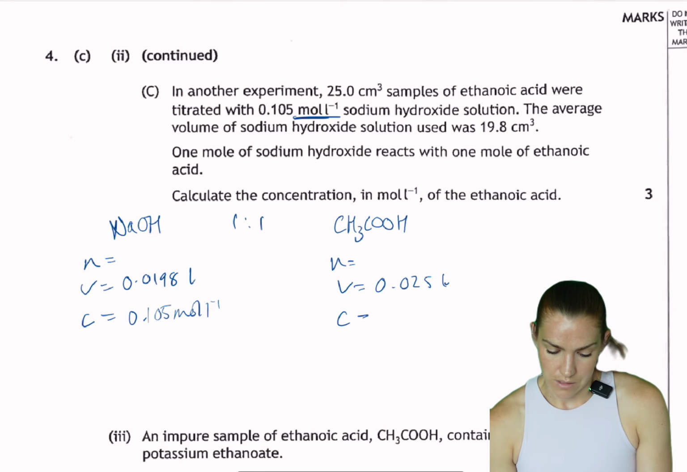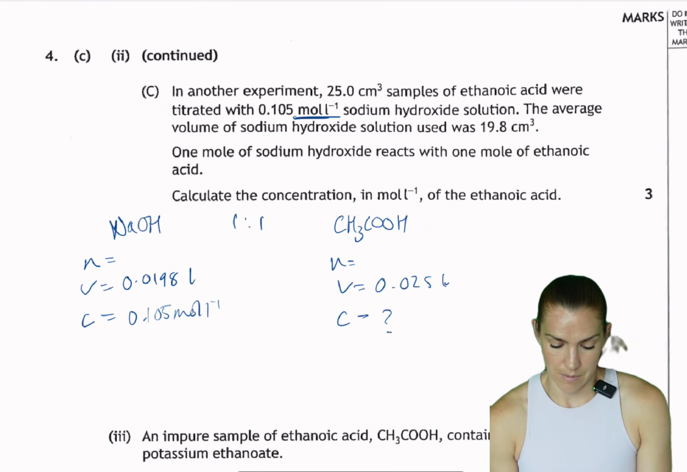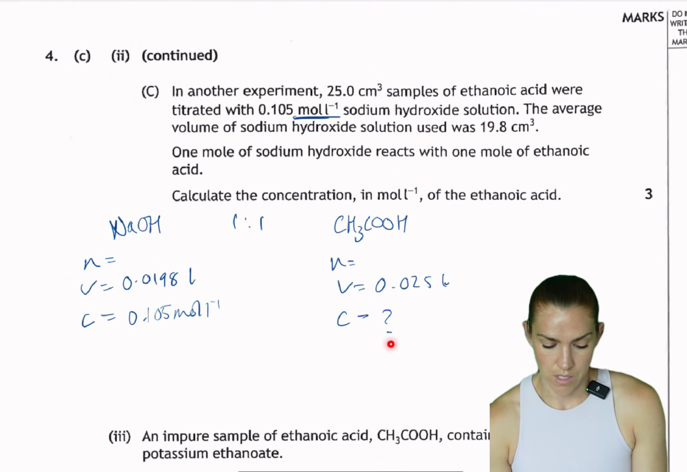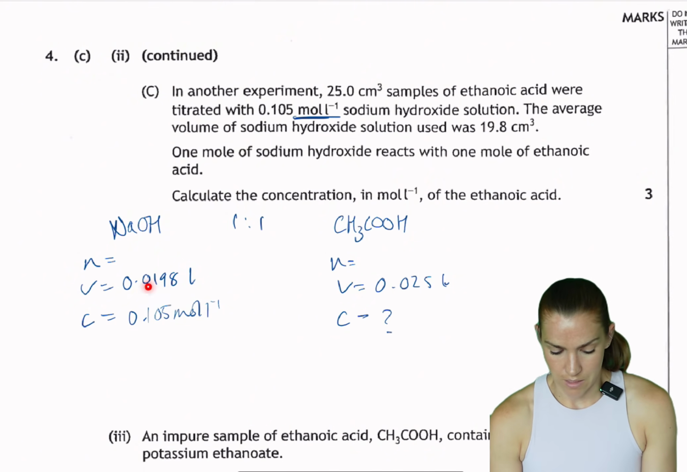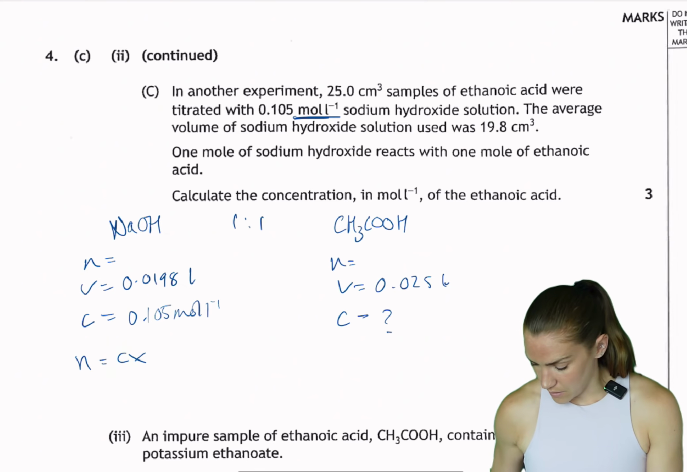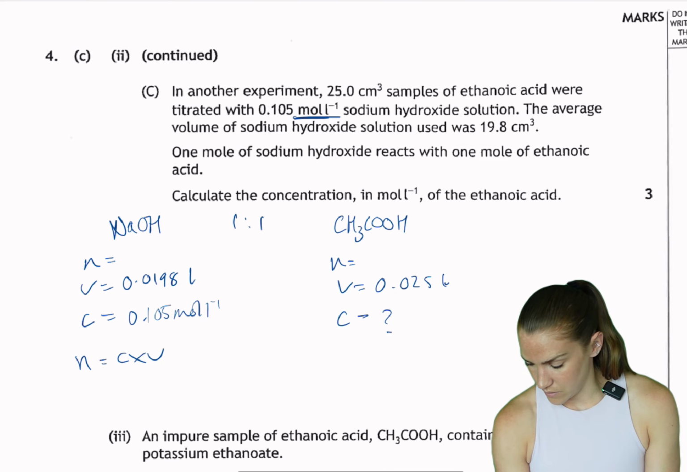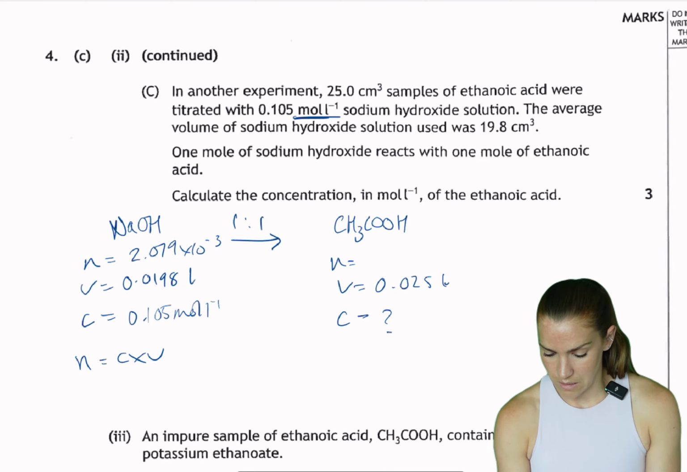And then it wants us to calculate the concentration of ethanoic acid, so I always like to put a question mark with where I'm ending up to remind me where I need to go, and that shows me that I'm probably going to be starting here. So N is equal to C times V, so put that in our calculator, 0.0198 times by 0.105. That gives you 2.079 times 10 to the minus 3. It's a 1-to-1 ratio, so then that just stays the same as the number of moles on the other side.